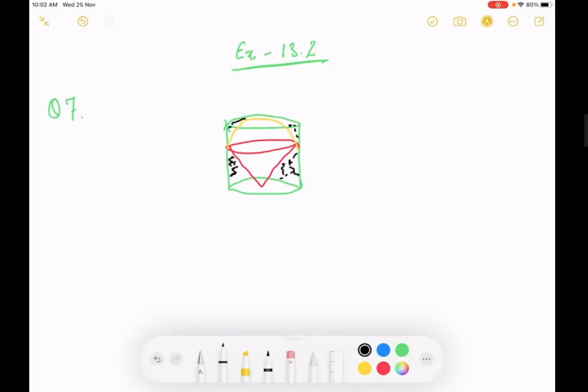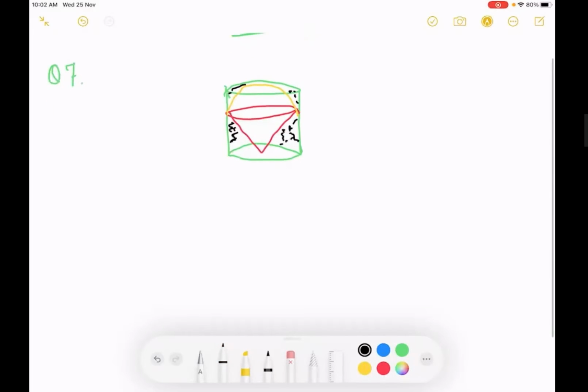We need to find how much water is left when we lift this figure out of the cylinder. We need to find how much water is left in this cylinder. This is given to us. Height of cylinder is 180 centimeters, and radius of cylinder is 60 centimeters. Radius of cone is 60 centimeters.